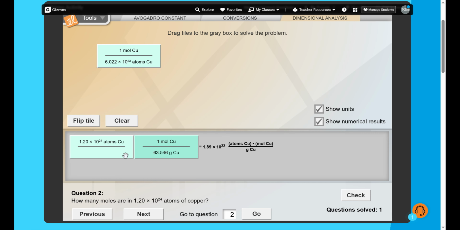Hopefully this gizmo helps you convert between atoms to moles and to mass. If you have any questions, please use the comments below to ask a question.